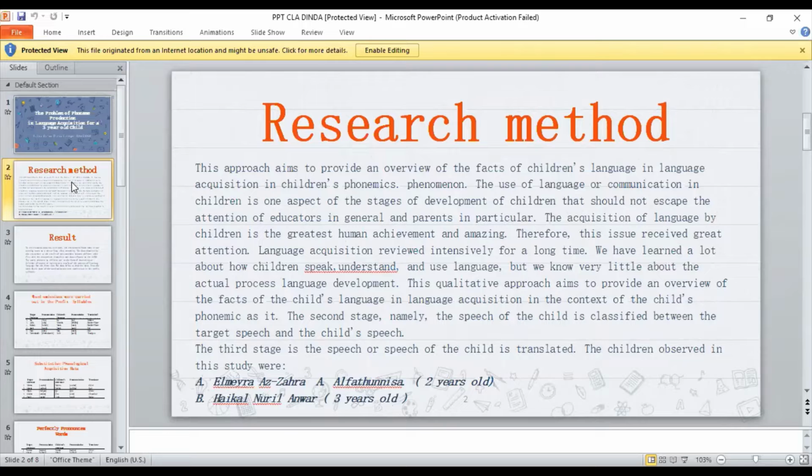Phoneme, the use of language or communication in children, is one aspect of the stage of development of children called speech. Language acquisition by children is the greatest human achievement and amazing. Therefore, language acquisition has received great attention and has been reviewed intensively for a long time. This qualitative approach aims to provide an overview of the facts of children's language in the context of child phonemics as it is. This data was carried out from observation over about 2 months, from 2 children, namely Elmira Azhar Al-Fatunisa and Haikal Nur Anwar. So the result, next slide, please.